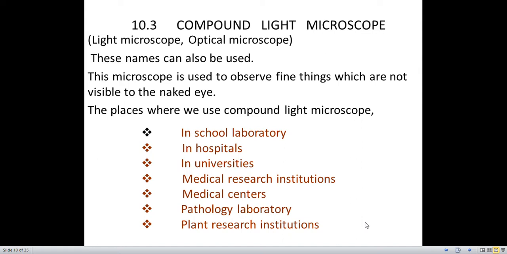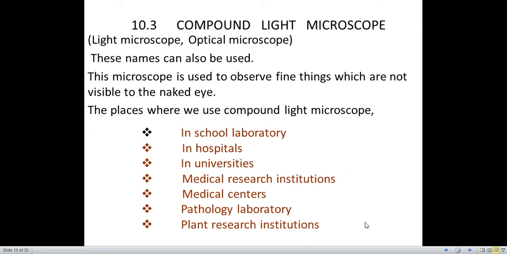Now we are going to discuss the compound light microscope. There are two more names given to this one: light microscope and optical microscope. These names can also be used. This microscope is used to observe fine things which are not visible to the naked eye. Where do we use these types of compound light microscopes?